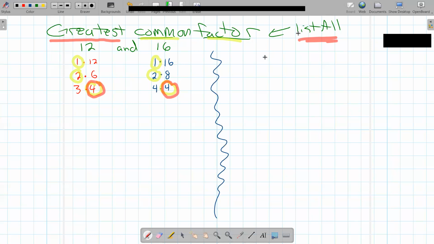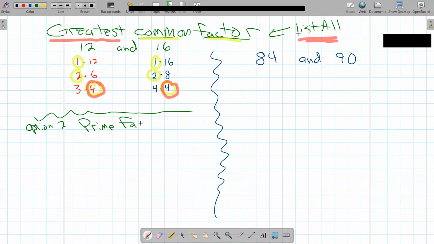So in a moment, we're going to try a bigger pair of numbers like, say, 84 and 90. But I just want to show another way to go about doing this. And that would be using prime factorizations. So another option, so option 2, versus this right here was option 1, list all factors.